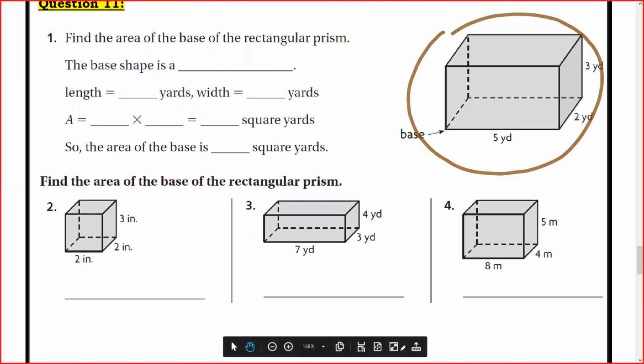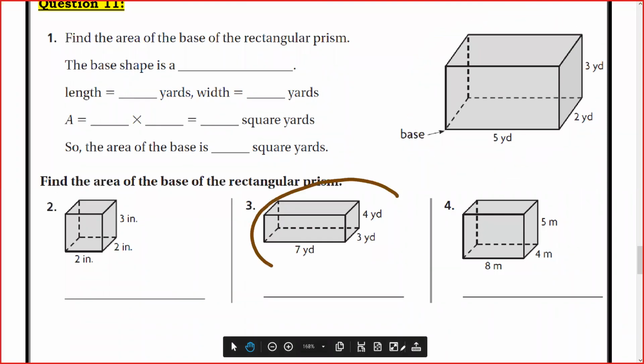Sorry, this is a rectangular prism. Why? Because the base is a rectangle. Here, the base is a rectangle. So this is a rectangular prism.